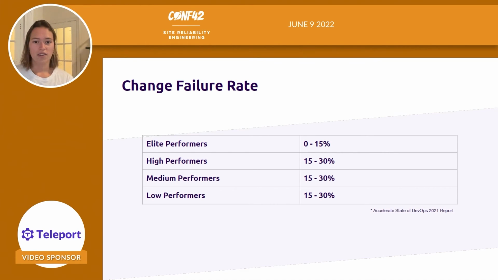And so again, looking at this report, the State of DevOps 2021 report found that elite performers have anywhere from 0 to 15% change failure rate. Anywhere 15 or higher isn't great.